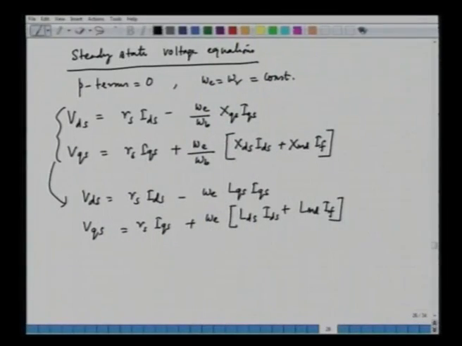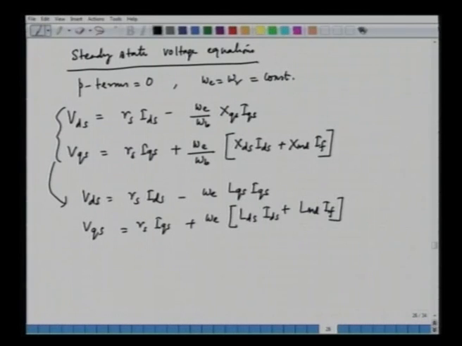Omega R can be anything. It can be 2 radian per second, it can be 50 radian per second, it can also be 300 radian per second. It is valid for any speed, because we are talking about a variable speed drive. It is frequency independent. So, from this we can of course write down a Phasor diagram.